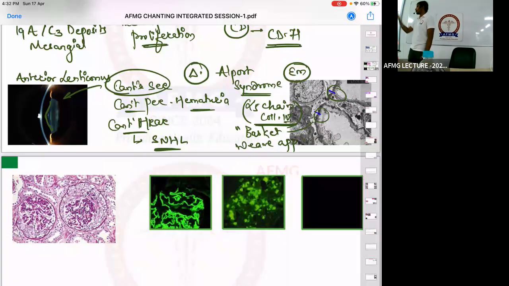Done? No issues? Now, last question for Alport syndrome, last two. The most common and the earliest manifestation in Alport. Out of these three, the most common and the earliest manifestation in Alport.